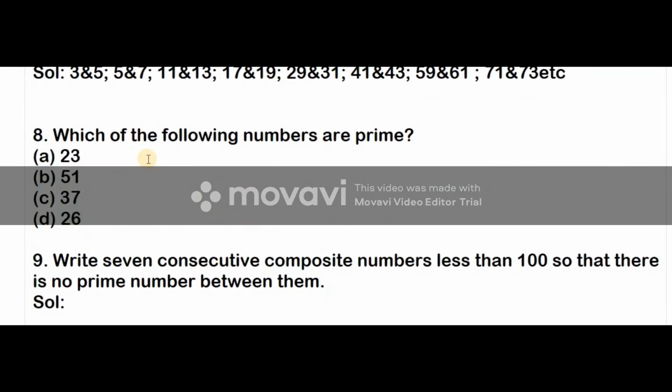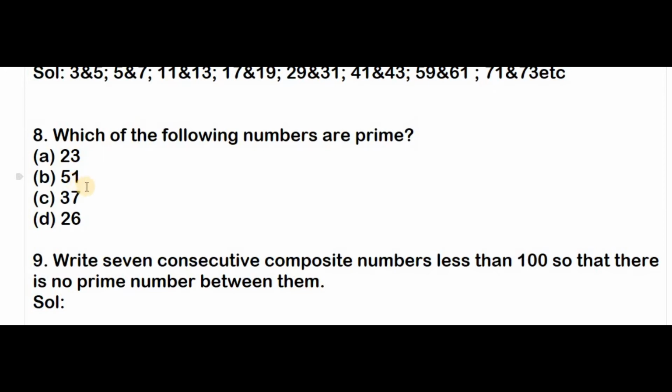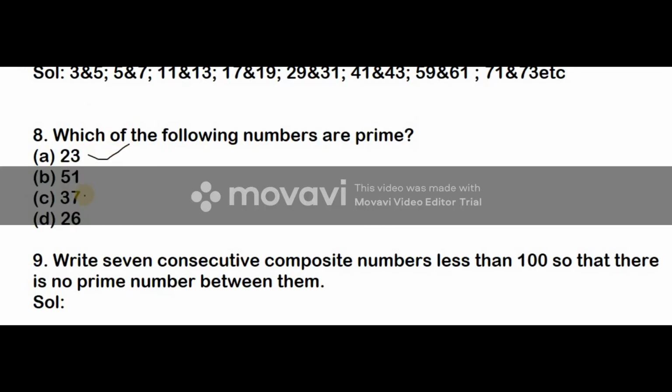Okay, which of the following numbers are prime numbers? We all know that 23 is a prime number, 51 is not because it has factors, 37 is a prime number. So 23 and 37.